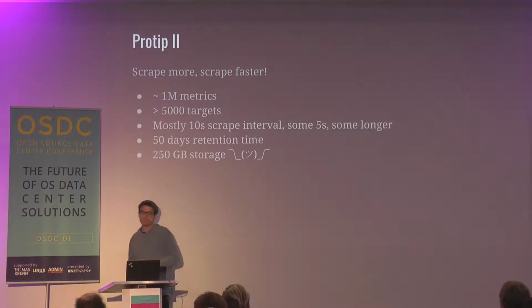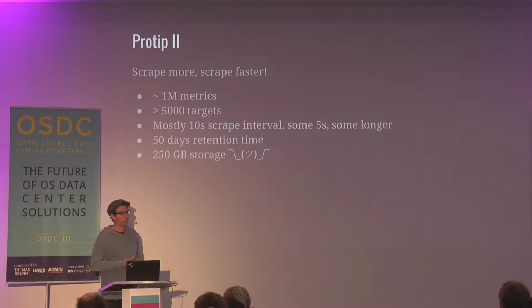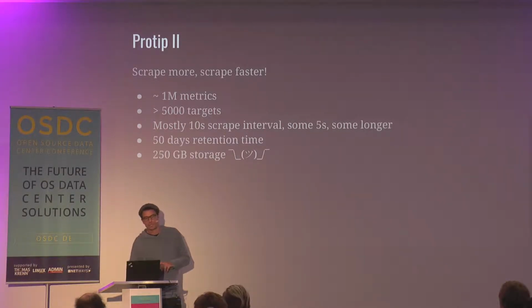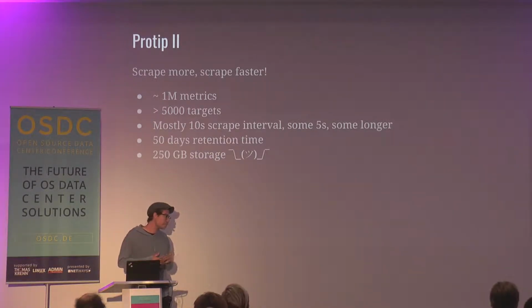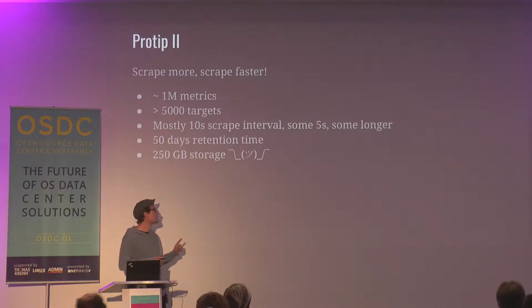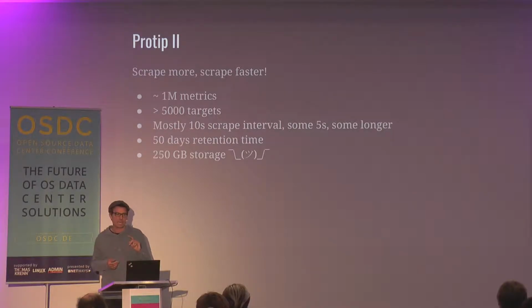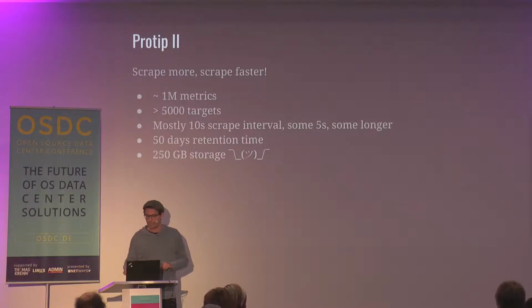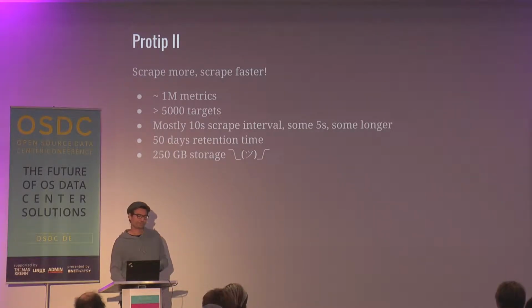If you think it might bring you any value, scrape more and scrape faster, because for Prometheus, that is totally not a problem. Our server scrapes around 1 million metrics from over 5,000 targets, and the scrape interval is 10 seconds for most of them. As you've just seen, some even 5 seconds, and granted, some a little longer. And we have a data retention time of 50 days on that server, and it only utilizes 250 gigabytes of disk space, which is nothing. So if you think more data might help you, you should probably go ahead and just add it.